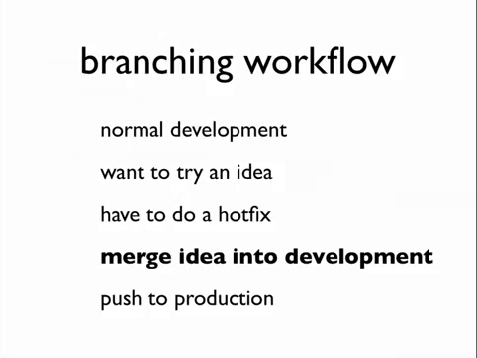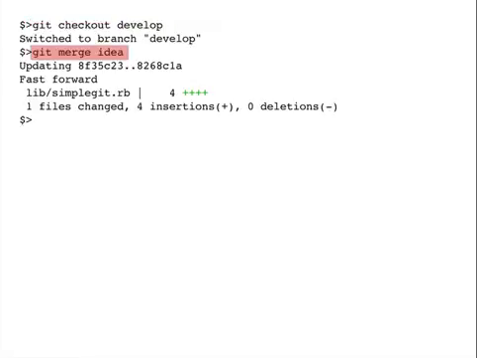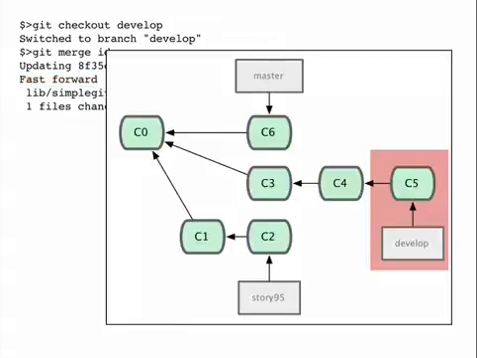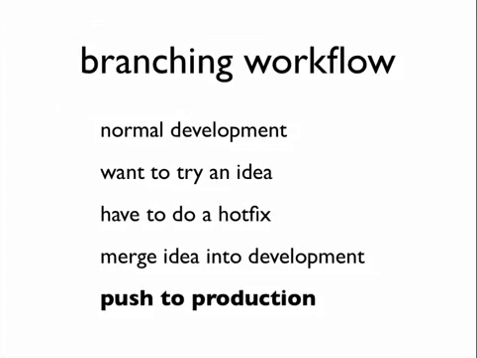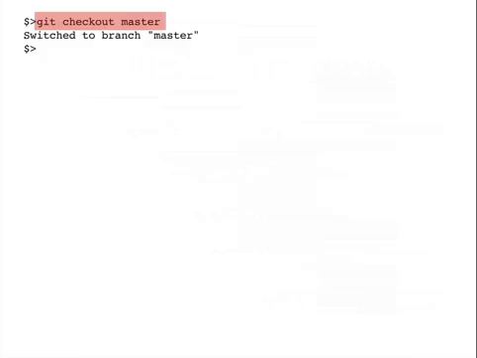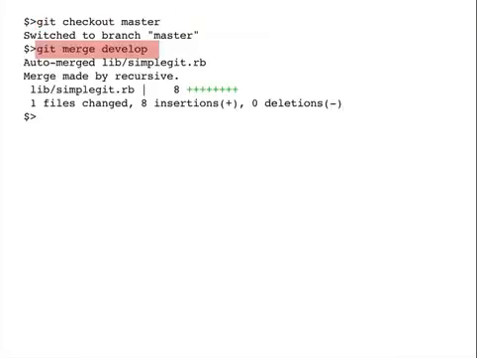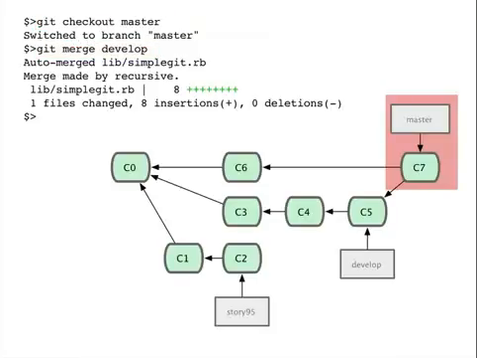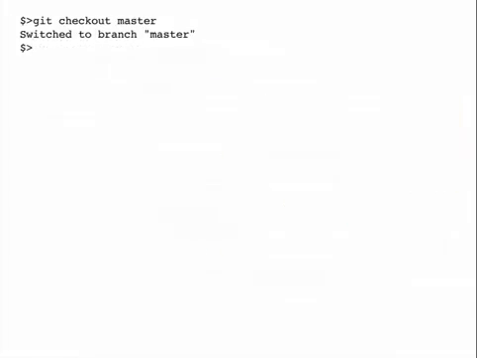So let's merge our idea branch at this point. So we go back out into our development branch because we've pushed that out into production, and we merge in our idea branch that we had because we think that it's cool, it's been peer reviewed, whatever. It does a fast forward, and that just moves our development branch forward to where our idea branch was. So now we want to push that out to production. So we go back to our master branch, which is where our production code lives, and we merge in our development branch, and that's it.